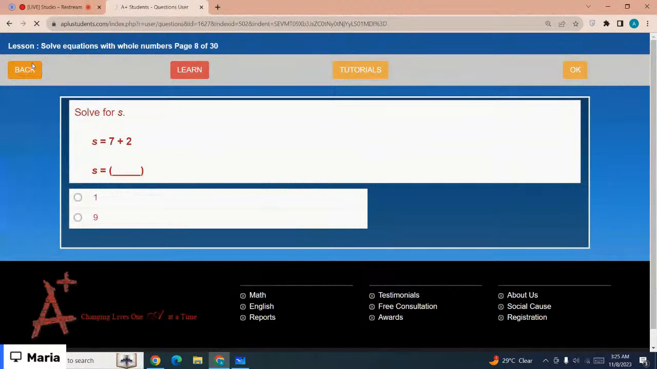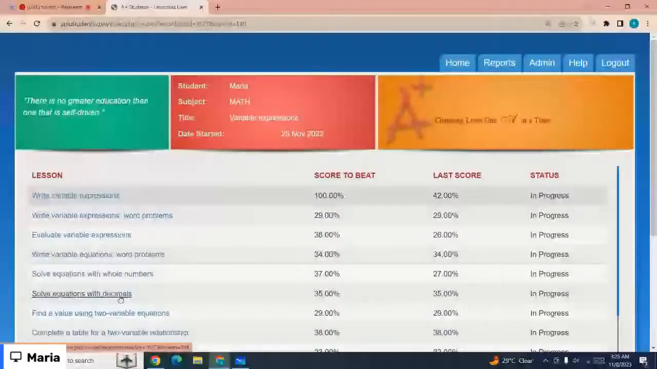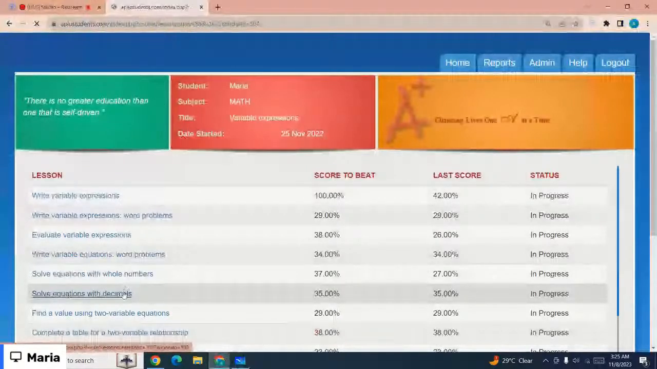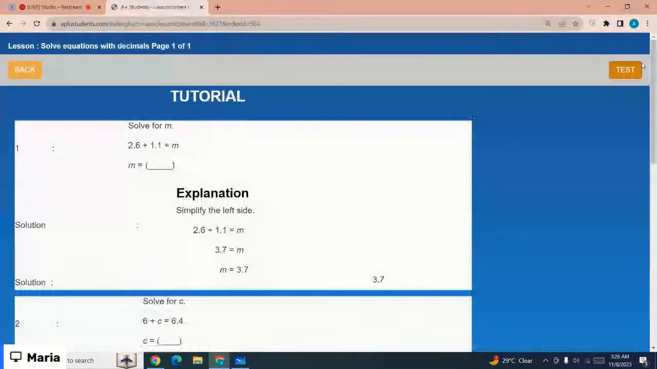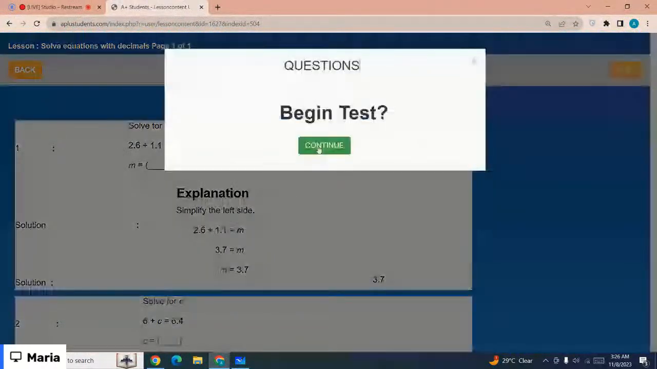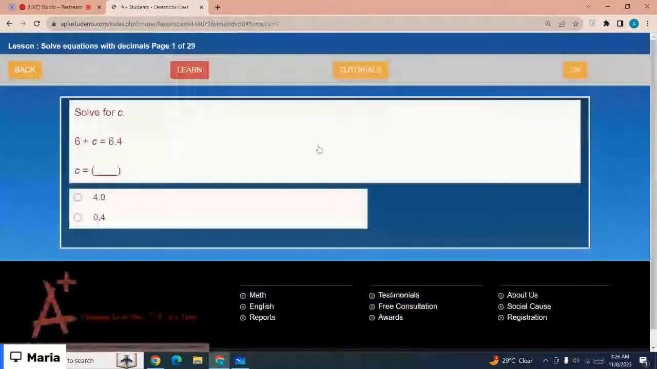The next one is solve equations with decimals. So let's just start. You are given the decimals, you just have to evaluate the mathematical expression, but the numbers you are given are the decimals, right? Okay, for example, solve for C. 6 plus C equals 6.4. So basically, you have to isolate the variable C here, right?